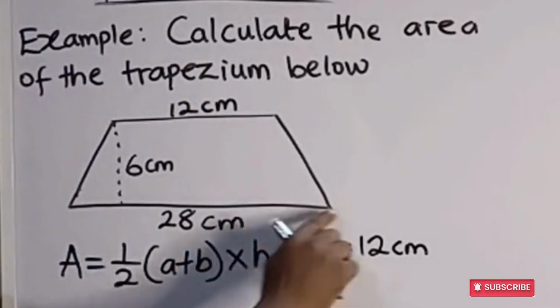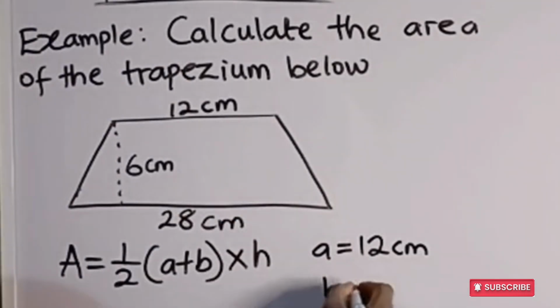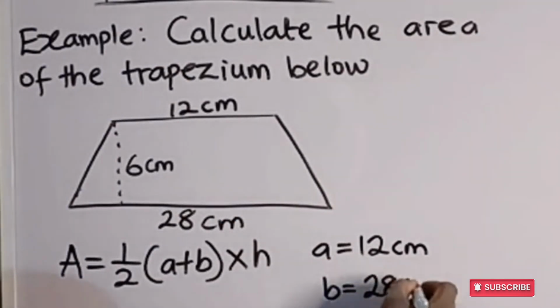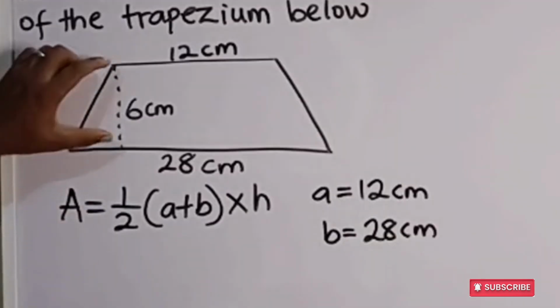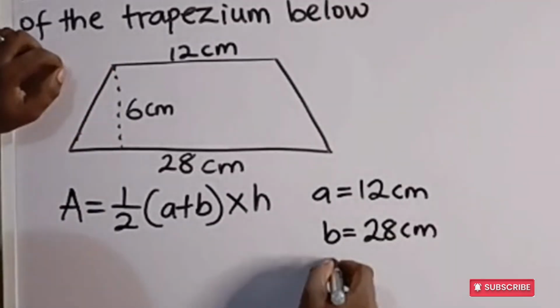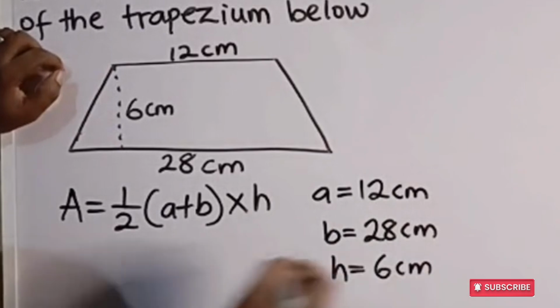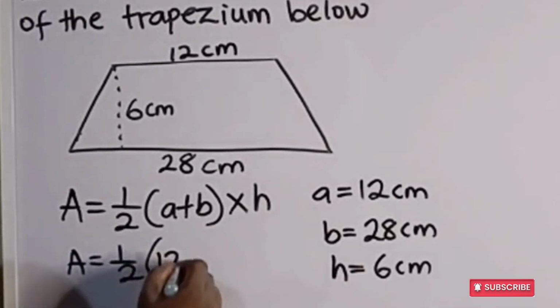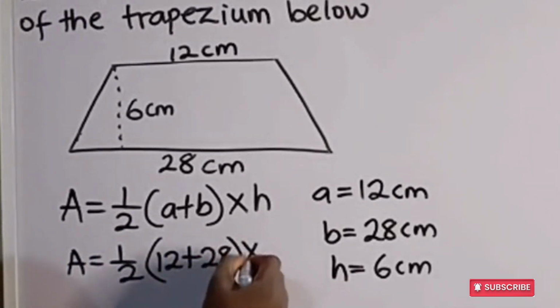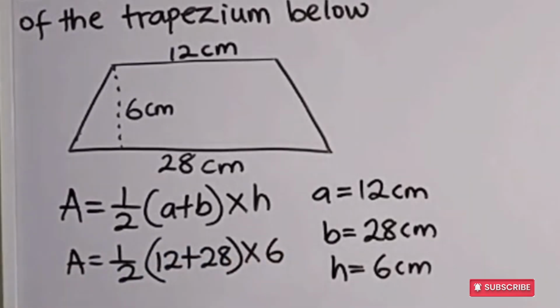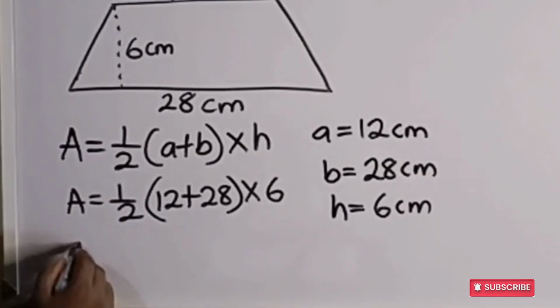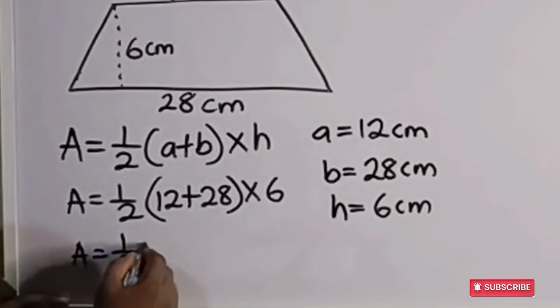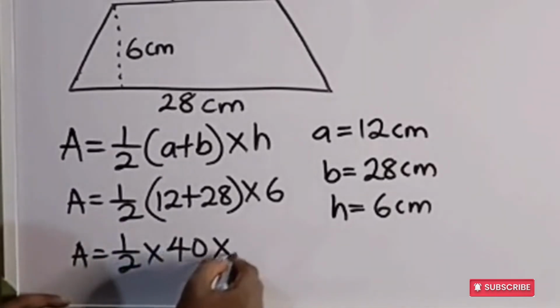Our B is equal to the longer length, 28 centimeter. And our height is the distance between them. So H is equal to 6 centimeter. So we know all the values we need to solve this question. So area is equal to half times 12 plus 28 times 6. 12 plus 28 is going to give us 40. So area is equal to half times 40 times 6.